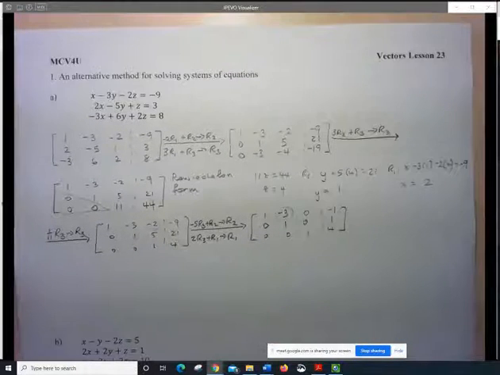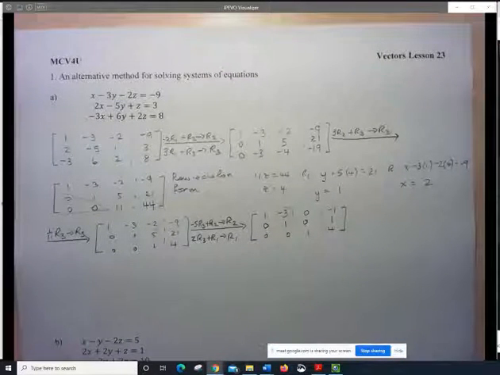And guess which row I'm going to use to get rid of that one? I'll talk about that in a second, Ellie.